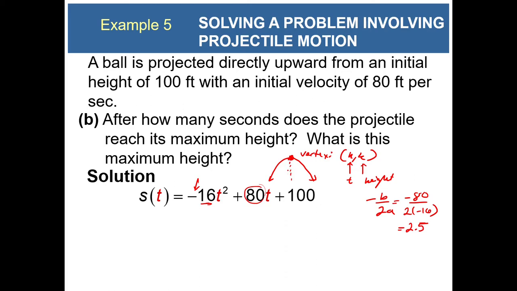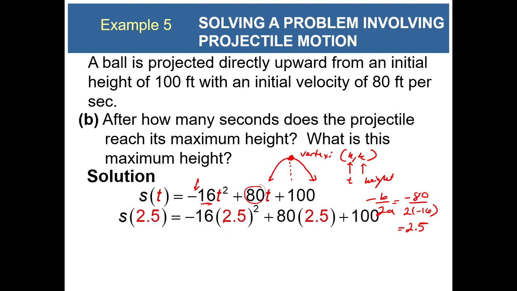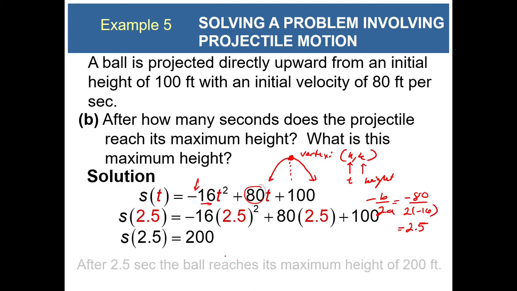And in order to find the maximum, we'll plug 2.5 into the equation. Negative 16 times 2.5 squared plus 80 times 2.5 plus 100. Using a calculator, this simplifies to 200. So the maximum height must be 200 feet, and it reaches that after 2.5 seconds.